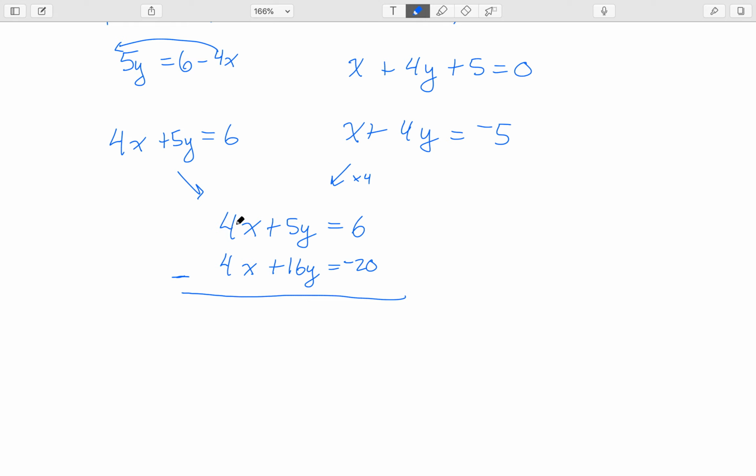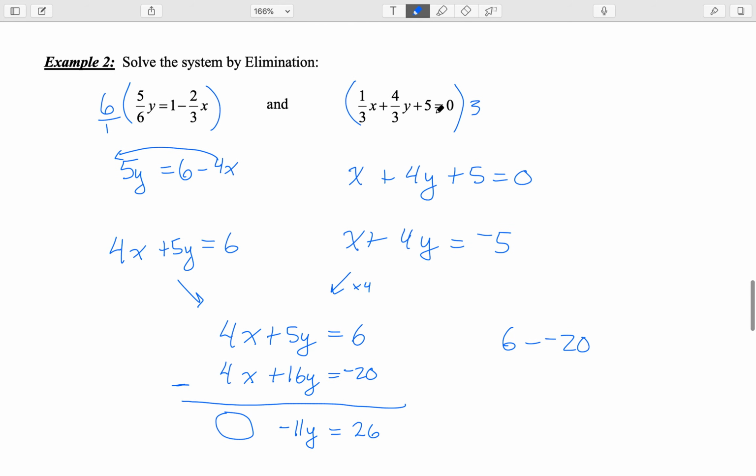Now I can subtract because 4x minus 4x is 0. I've just eliminated the x's. Fantastic. 5y minus 16 is minus 11 y's. And 6 minus minus 20, think about it, minus minus 20 is positive 26. Okay, so hang on. Have I done this right? You know what? This isn't going to work out. Look, I made a mistake way back up here. Let's go back and fix it.